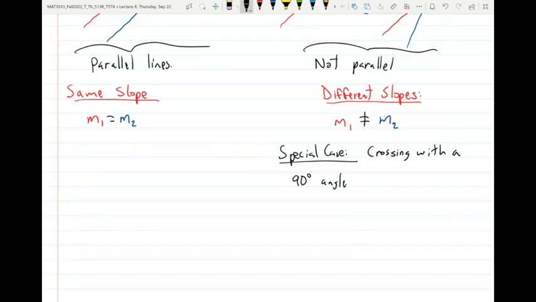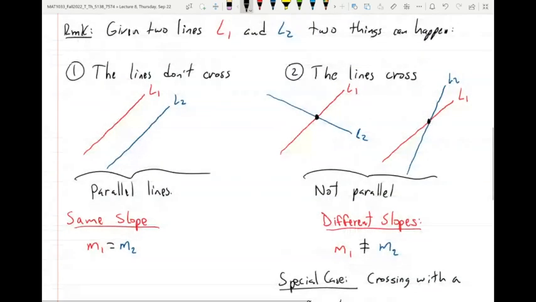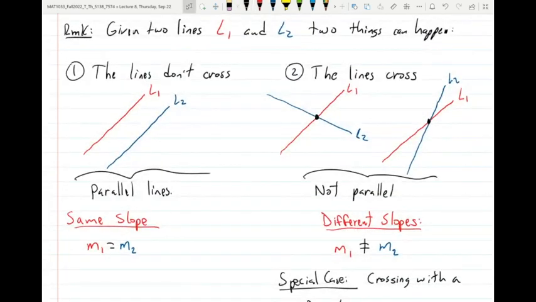How are the lines called in this case? When they don't cross at all, they're called parallel. How are they called when they cross with a 90-degree angle? Do you remember this from high school geometry? Perpendicular. Lines are said to be perpendicular if they cross at a 90-degree angle.